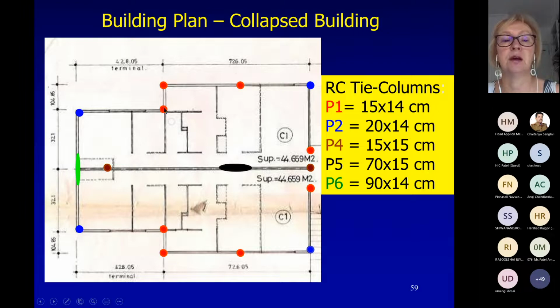These red colored tie columns are 15 by 15. Blue colored are 20 by 15 or 14, actual thickness is 14. So they were longer, rectangular sections, so that the corners they made longer, larger tie columns.